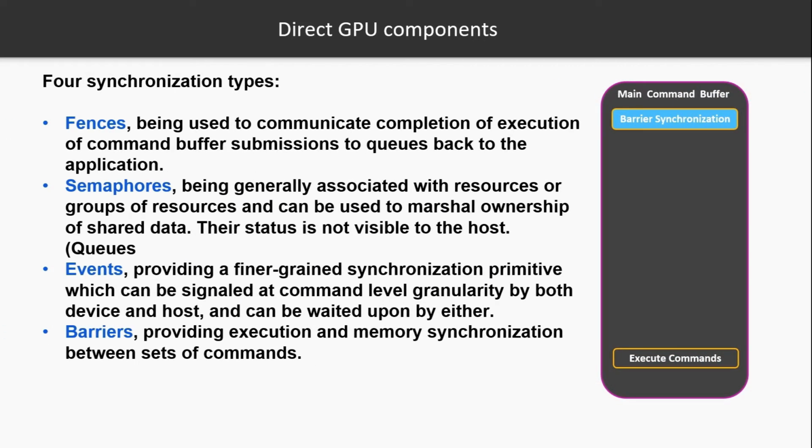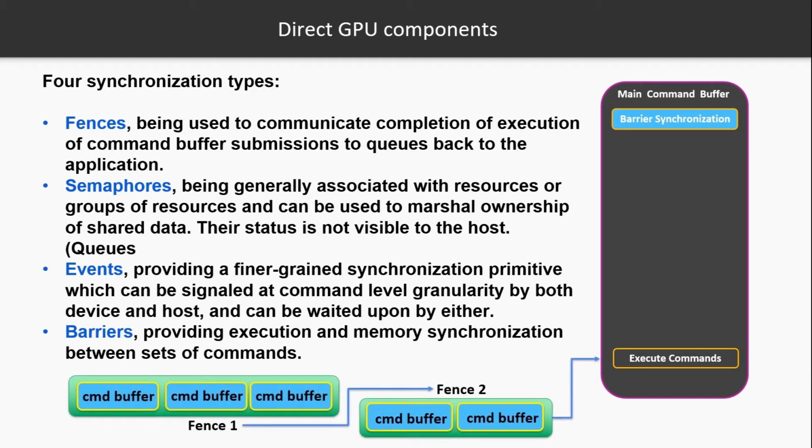In the next generation of GPU APIs, we have 4 synchronization types: fences, semaphores, events, and barriers. Fences being used to send signal to the application, for example, the execution of command buffer submissions to queues. The status of fence is only visible to CPU.